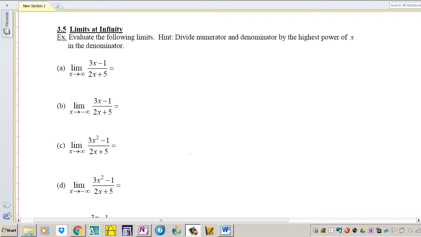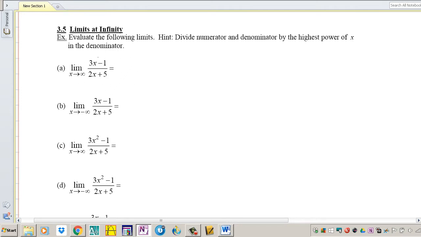Part A, you see that you have a rational function and you're taking the limit as x goes to infinity. If you were to plug in infinity for x, you would get infinity over infinity, okay? Which really does not give you an answer. So let's go ahead and figure out what it is.